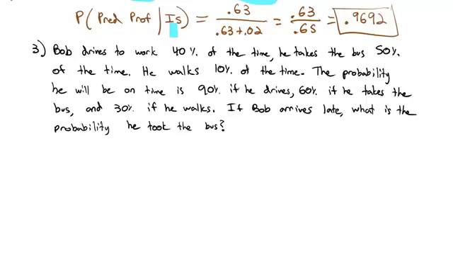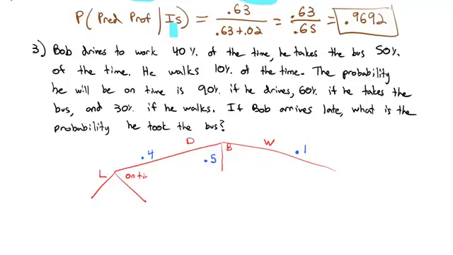Well, let's make our tree diagram to summarize what happens. He actually has three things that can happen initially. He can drive. He can take the bus, or he can walk. In fact, we're given probabilities that he drives 40% of the time, takes the bus 50% of the time, and walks 10% of the time. Once he does that, he will be either late or on time. Doesn't matter which method he takes, he will be either late or on time.